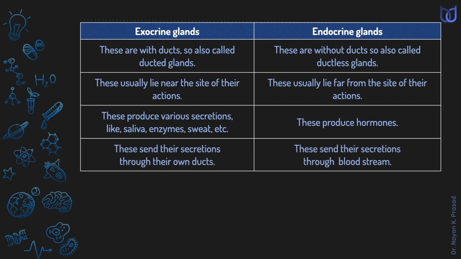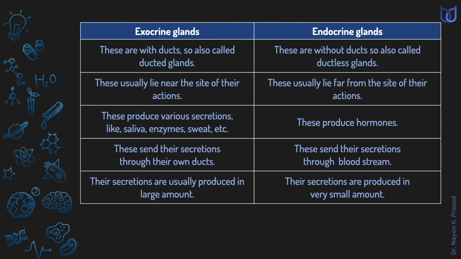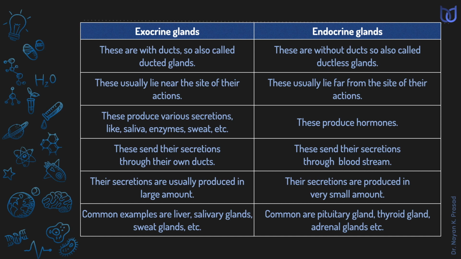Exocrine glands send their secretions through their own ducts. The endocrine glands send their secretions through the bloodstream. They do not have their own ducts, so they use blood circulation. Exocrine glands produce their secretions usually in large amount. However, endocrine glands produce their secretions in very small amount. Common examples of exocrine glands are liver, salivary glands, sweat glands, and so on. The endocrine glands include pituitary gland, thyroid gland, adrenal glands, etc.